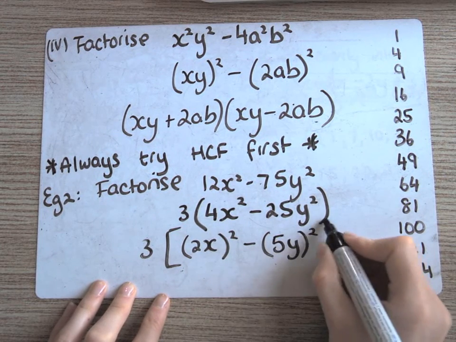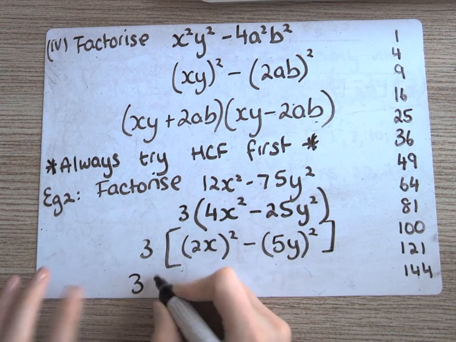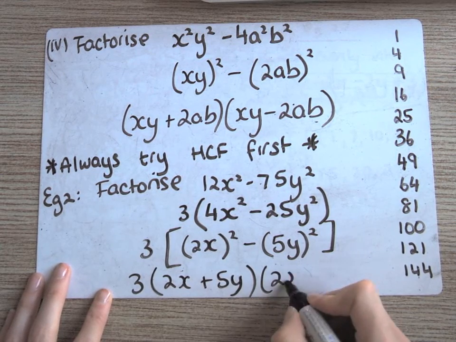25y squared is what to be squared? 5y to be squared. Okay? So keep the 3 on the outside, and then just put this into a bracket, 2x plus 5y, 2x minus 5y.